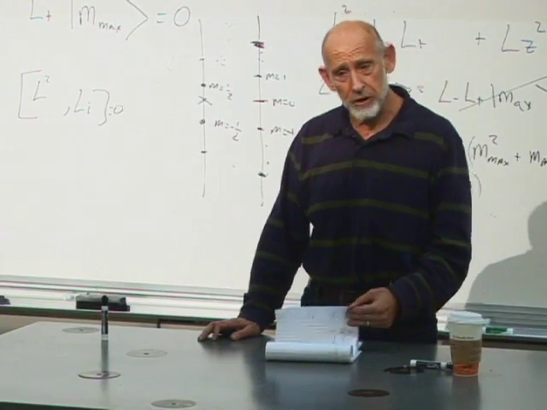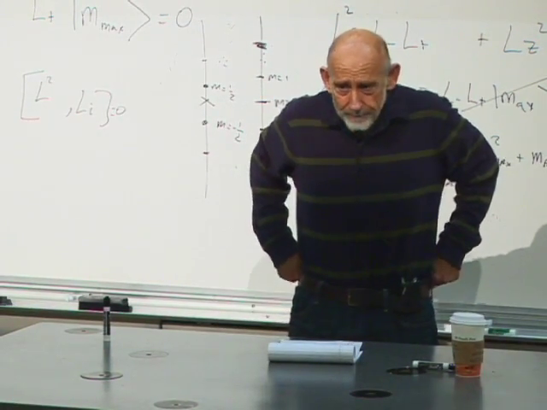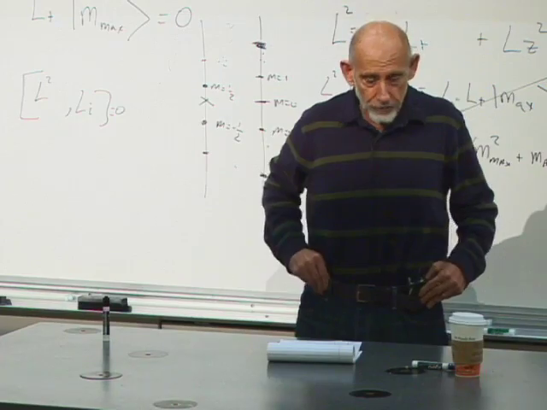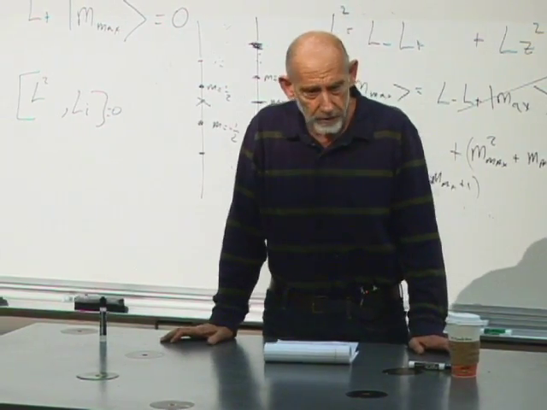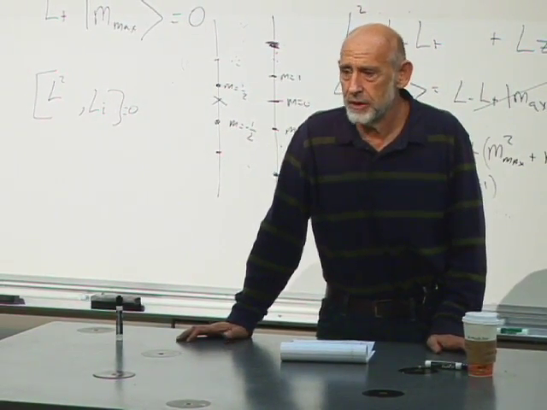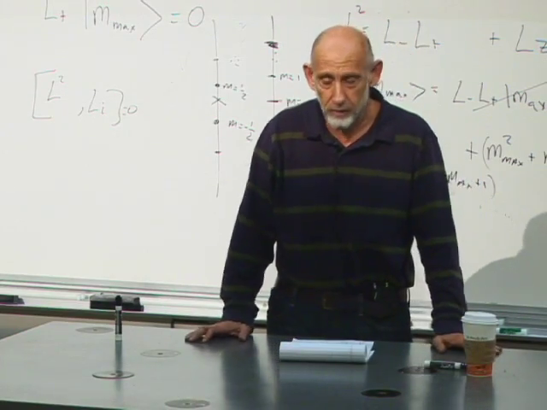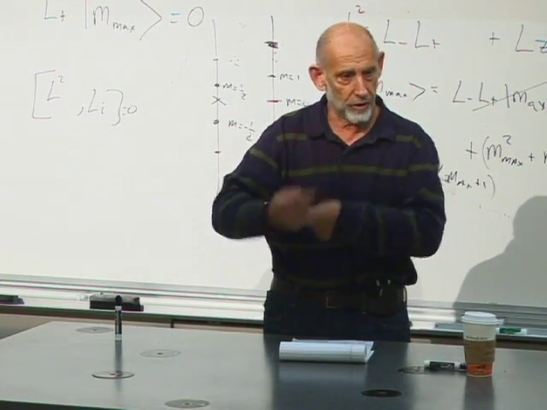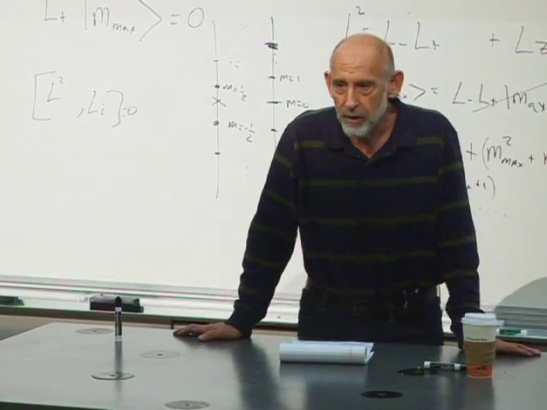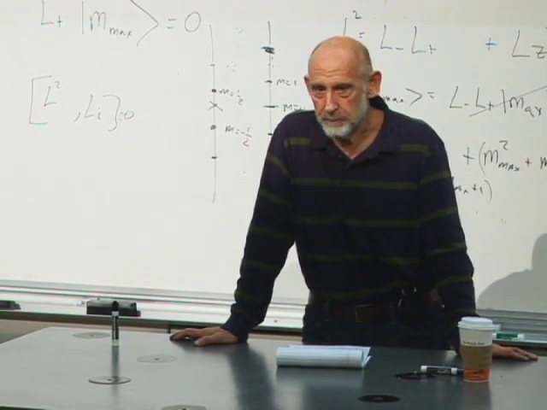Incidentally, particles and antiparticles always have the same spin, same mass, opposite charge. What about positronium? Positronium is an electron and a positron orbiting each other. What would that be? Bosons.